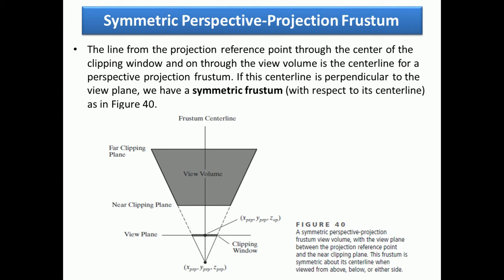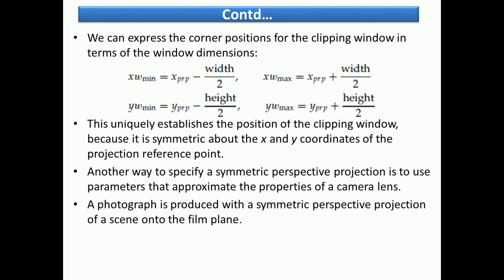Here, the frustum center line will intersect the view plane at the coordinate location xprp, yprp, zvp. So we can express the corner positions for the clipping window in terms of the window dimensions as xw min equal to xprp minus width divided by 2, xw max equal to xprp plus width divided by 2. Similarly, yw min equal to yprp minus height by 2, yw max equal to yprp plus height by 2.